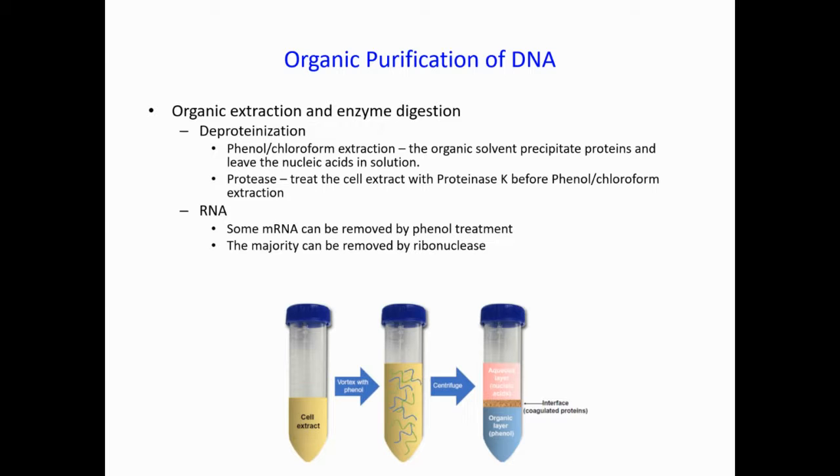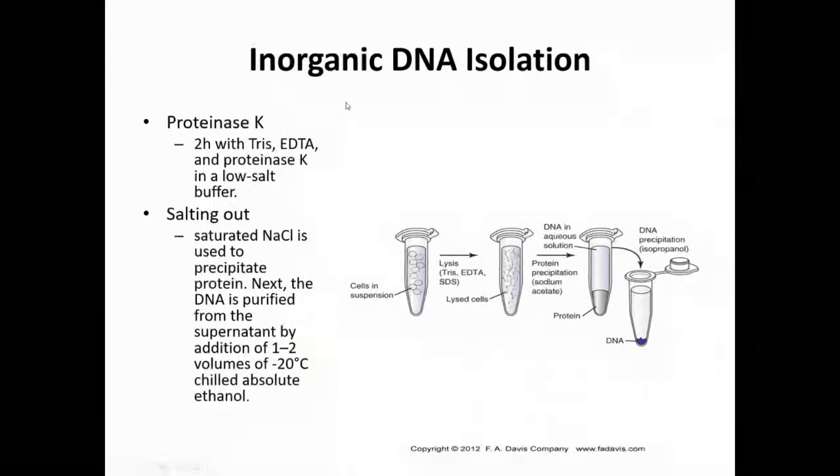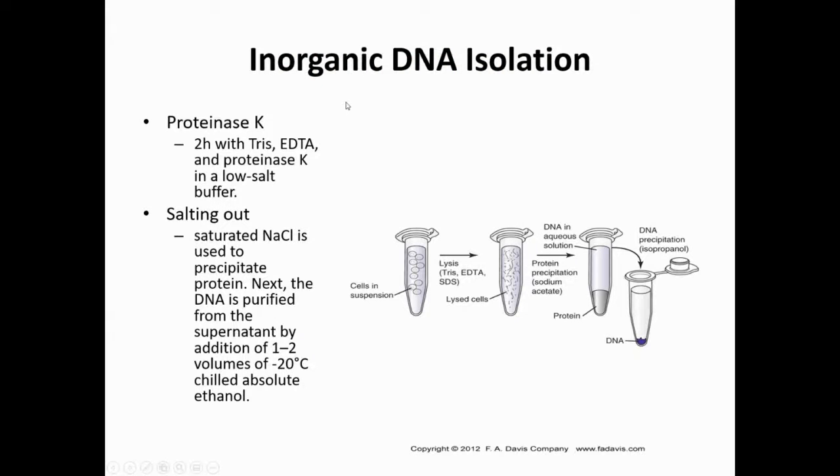And the other alternative is you can just add the proteinase K before the phenol extraction. Then you can remove those excess amounts of protein. So that's the organic purification of DNA. And then the inorganic method involves the incubation of nuclei with only proteinase K at 65 degrees.